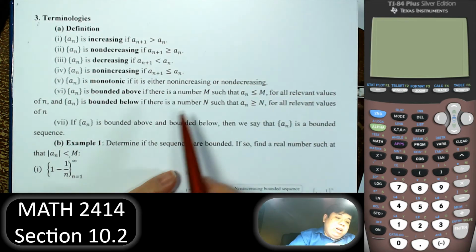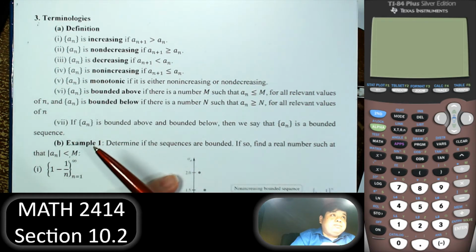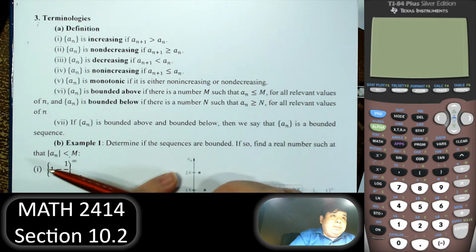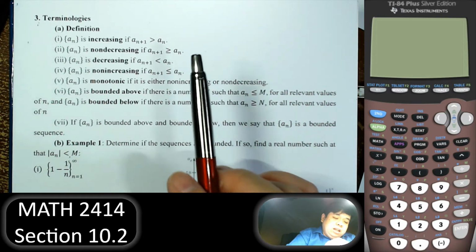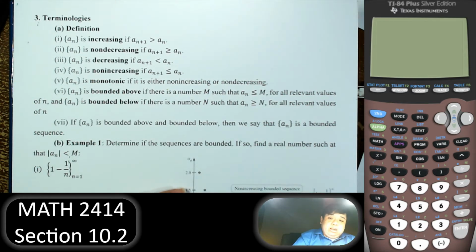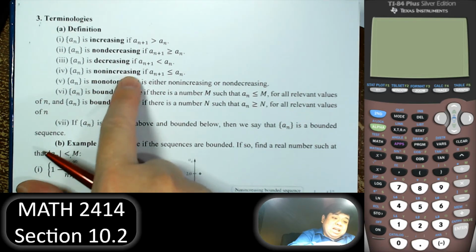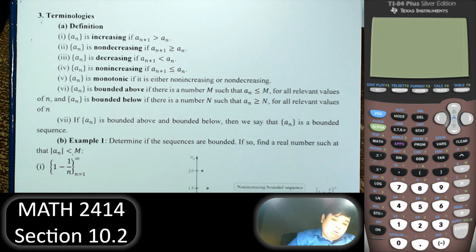Now, if it is either non-increasing or non-decreasing, we call that monotonic, meaning it can only go in one direction. It could be flat or up, but it cannot go down. Or it can go flat or down, but cannot go up. So it is either non-increasing or non-decreasing. It could be equal in the monotonic case, but it cannot go in the opposite direction.